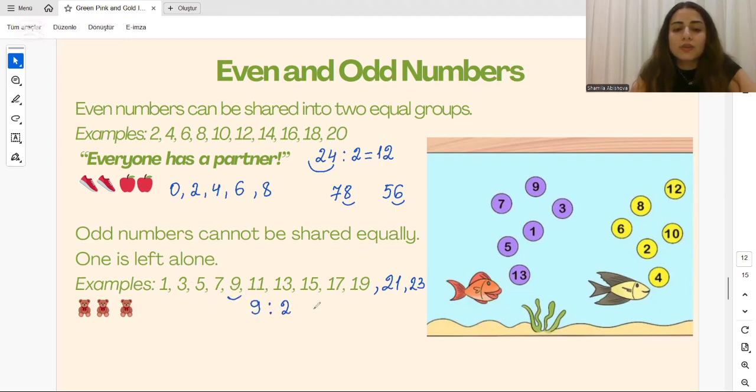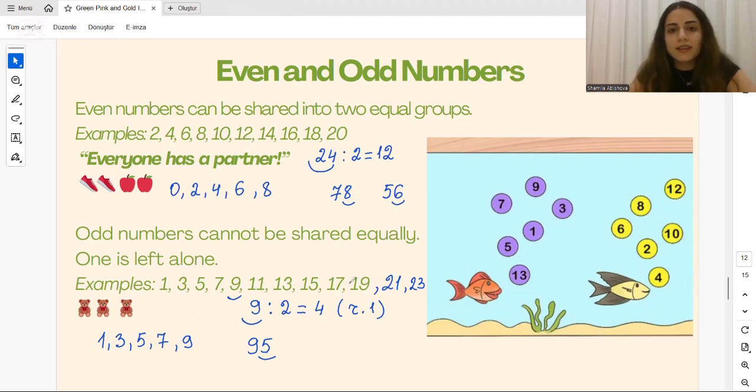And for example, let's look at 9. 9 divided by 2 equals 4, and remainder 1. Yes. And one is left alone. That's why we can say 9 is an odd number. And also keep in mind that if a number ends with 1, 3, 5, 7, or 9, that number is an odd number. For example, 95 ends with 5, yes? That's why we can say 95 is an odd number.